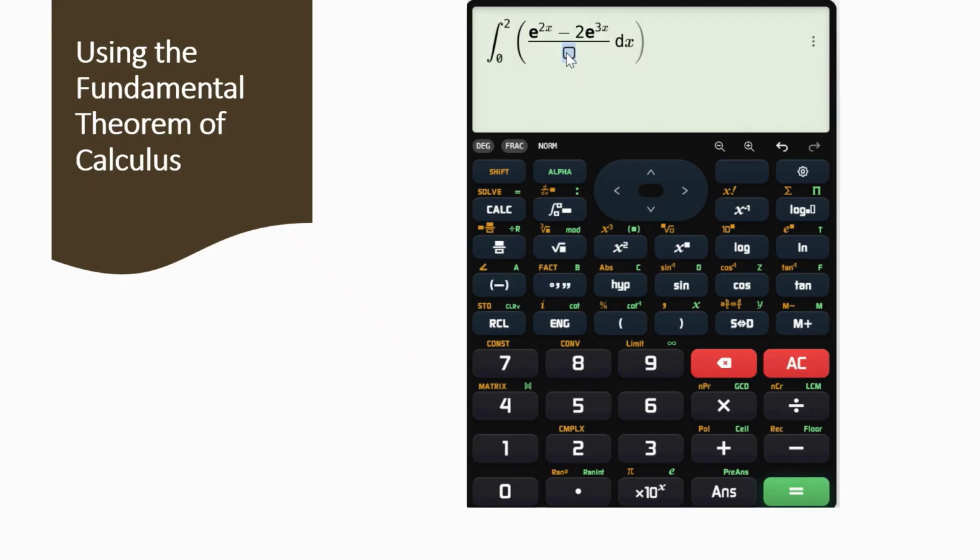And your denominator is also the same, e power 3 alpha x. Don't forget to close the bracket outside. And so you got your answer, negative 3.135.